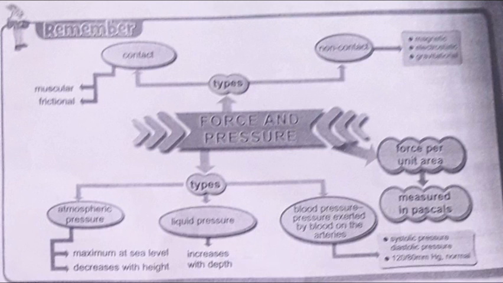What is pressure? Force per unit area is called pressure. It is measured in pascals. Pressure has three types. One is atmospheric pressure, second one liquid pressure, third one blood pressure. Atmospheric pressure is maximum at sea level and decreases with height. Liquid pressure increases with depth. Blood pressure is the pressure exerted by blood on its vessel walls. Systolic pressure, diastolic pressure. It is 120 per 80 mm Hg in normal.